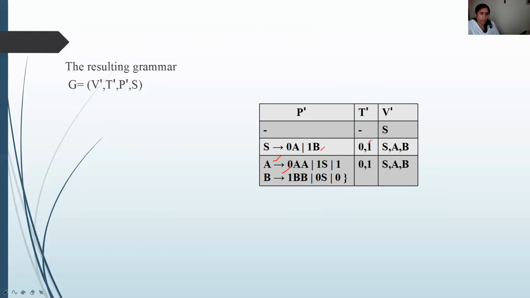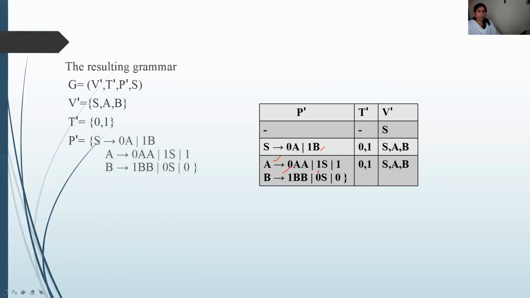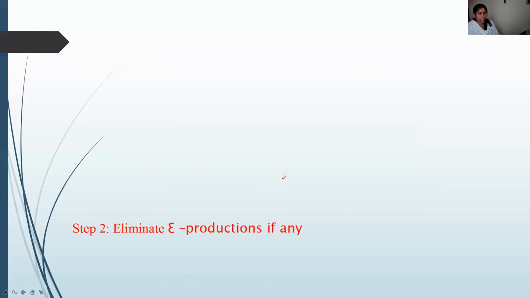So in the final grammar, we are going to have these variables, these terminals, and these productions. Productions P is equal to S produces 0A, 1B. A produces those things, whatever we have got here. So, variables, terminals, and productions, and S is the start symbol. This grammar we have got after eliminating the useless symbols. First we have to check for the useless symbols. If any useless symbols are there, eliminate them. Go to the next step.